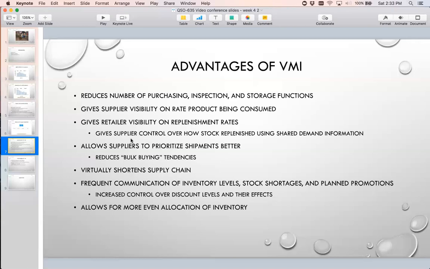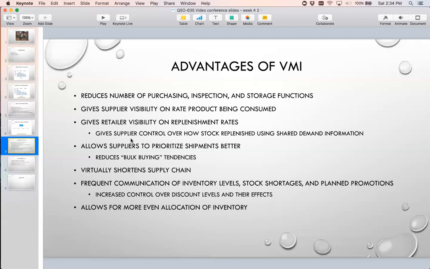Virtually shortens the supply chain. I talked about that earlier. Basically, it reduces the time for information to go through the supply chain. And it provides frequent communication of inventory levels, stock shortages, and planned promotions. Once again, this allows the vendor to say, hey, I want to have a sale of X product. This is how much demand that we expect. This is how much product that we want in these locations.